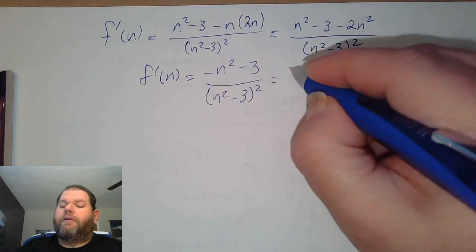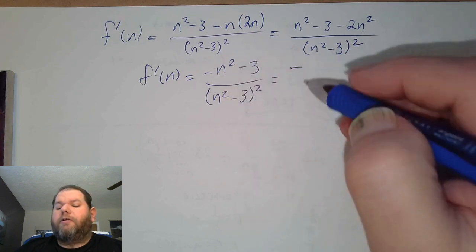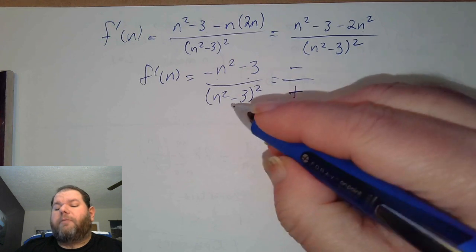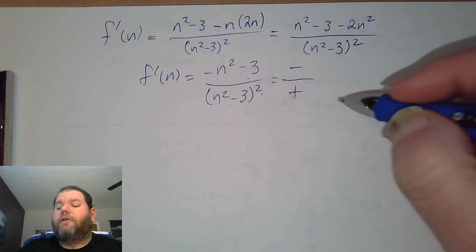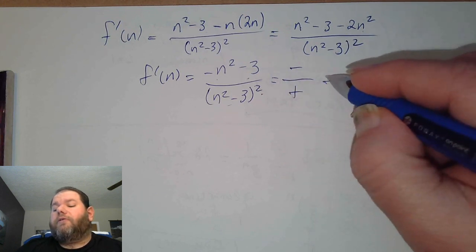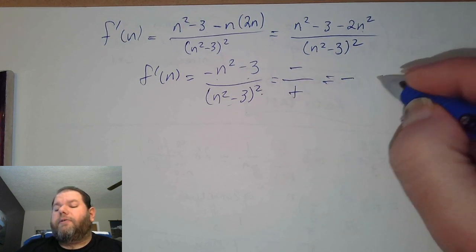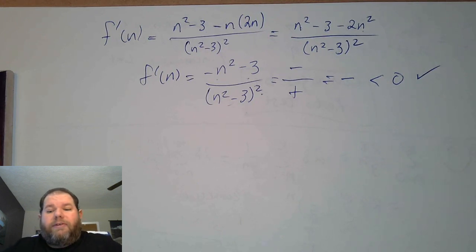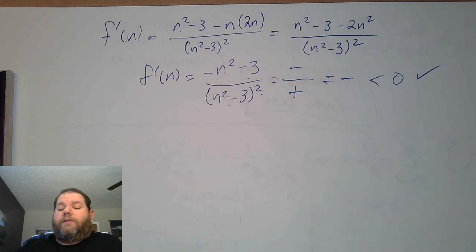So what we have is a negative number on top. These are both negative. And we have a positive number on bottom because this is squared. Any squared number is always positive. And so the result is a negative number, so it's less than 0. So that means it meets both requirements, therefore it converges by the alternating series test.